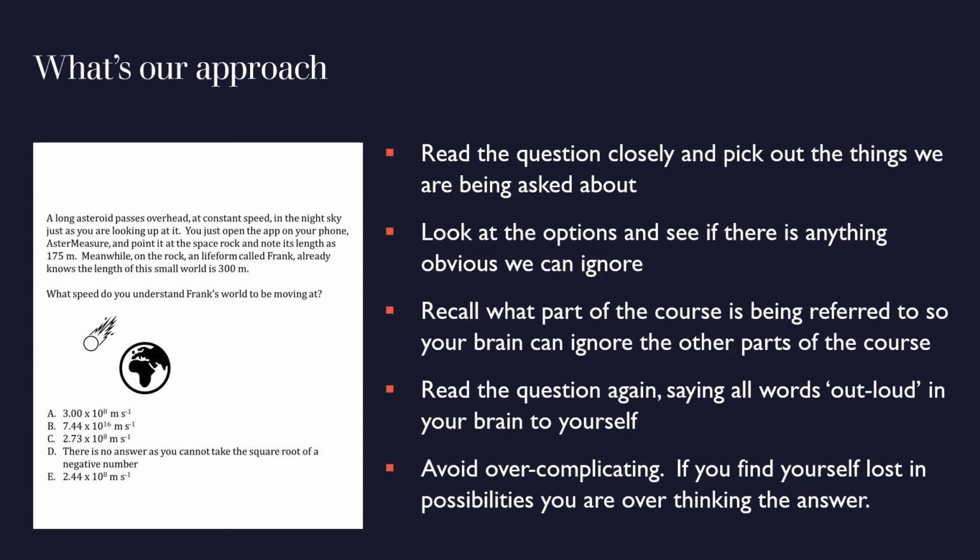So what's our approach here? Well, we're going to read the question closely and pick out the things we're being asked about. We know that there are two people, you and the alien, that have different lengths for things, and we know we're being asked for a speed. We need to look at the options and see if there's anything obvious we can ignore. Well, in this question, it looks fairly complex, so there's nothing obvious that stands out. All the units, except for D obviously, look to be correct for a speed.